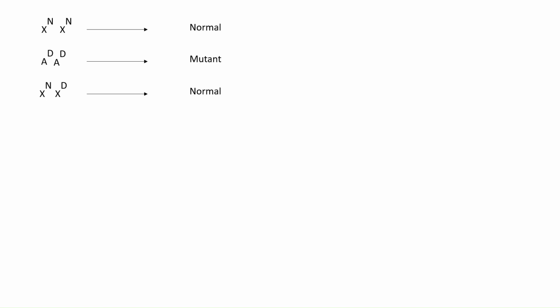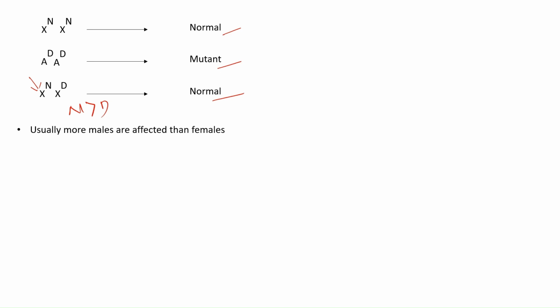Today in this video we are going to study X-linked recessive disorders. Recessive condition means it will only express when both the diseased alleles are present together. So X^N means a normal individual, X^D is a diseased or mutant individual, and X^N X^D will also be a normal individual. The normal allele is dominant over the diseased allele.